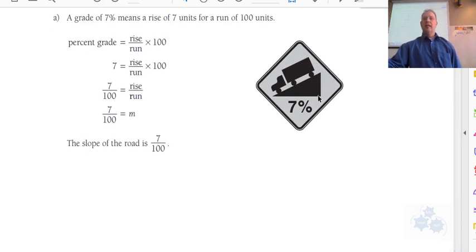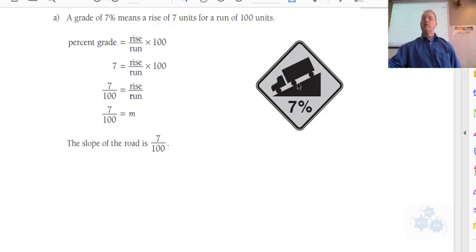Now, how many of you have seen a sign like this? Yeah. If you're driving through the mountains, then you'll see signs like this, and that's a warning. Does it have a percent? Well, I think most times it has a percent, but maybe sometimes it doesn't.